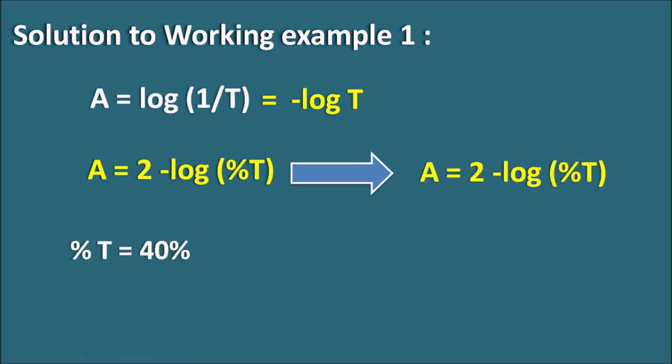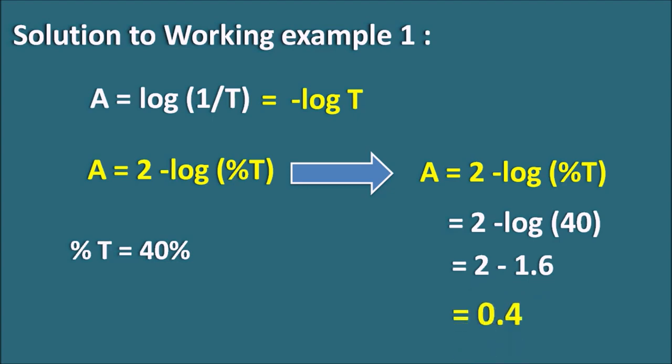Here absorbance A is equal to 2 minus log percentage T. The percentage transmittance is given as 40%. By substituting, it is 2 minus log 40. The log 40 value is 1.6. So it will be 2 minus 1.6, which gives 0.4. If a sample has 40% transmittance, the absorbance will be 0.4. We should remember that transmittance and absorbance, even though they are reciprocal, are not directly reciprocal. The absorbance A is equal to log of 1 by T, otherwise A is equal to 2 minus log percentage T.